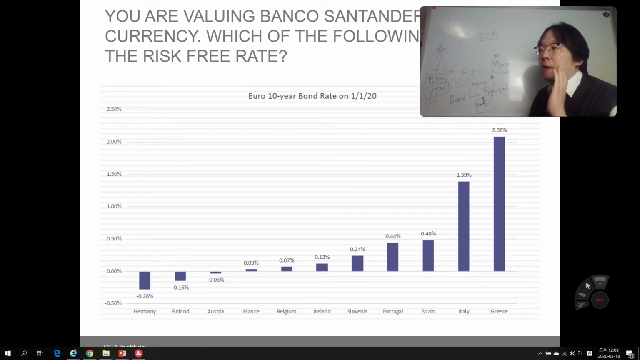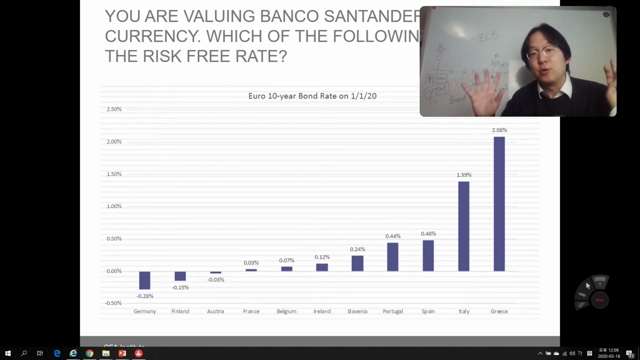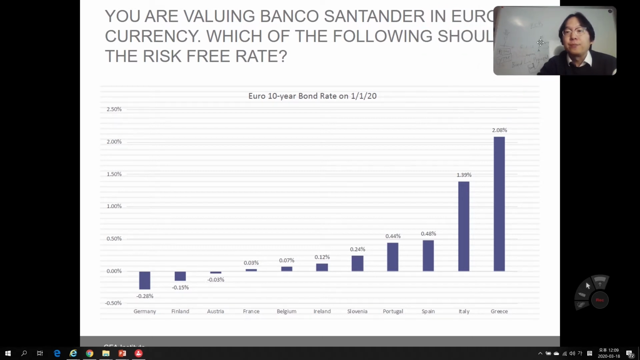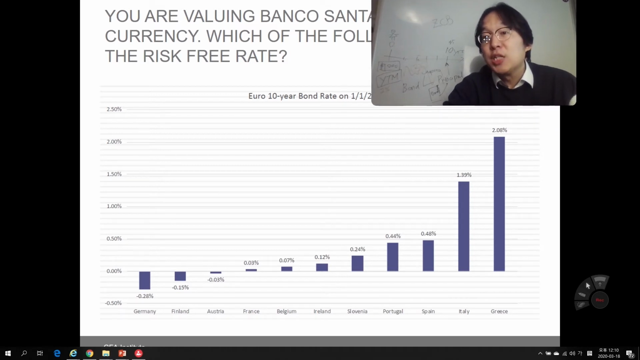Also, here in the euro currency regime, here's an interesting question. Euro area, European Union. So here's a question. You're valuing Banco Santander in euro currency. I have to sound more Spanish. Banco Santander. Which of the following should be the risk-free rate? Banco Santander, that's a Spanish bank.